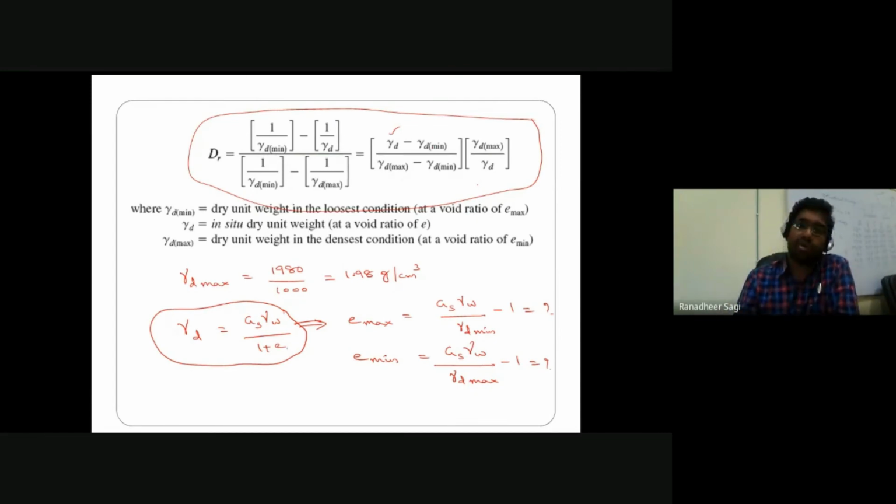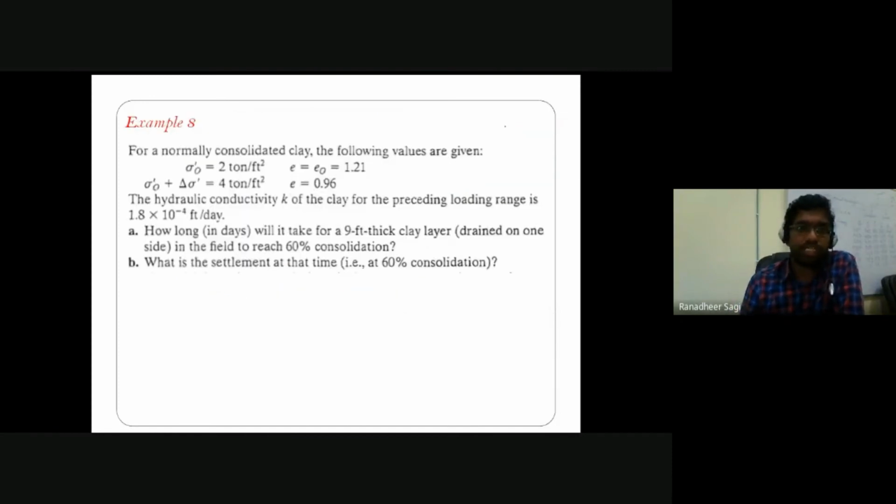Whichever way you want, if you can remember this expression, solve by this. If you remember the first expression, solve by that. It doesn't matter which expression you use, you should end up with the same answer. Okay. Please do solve it and check your values.